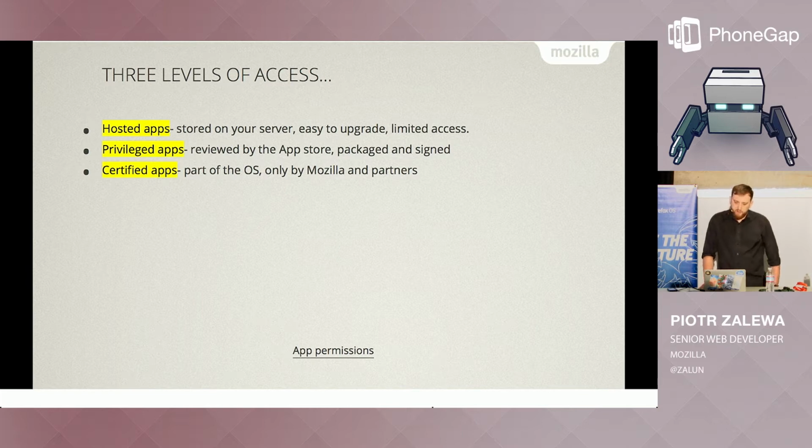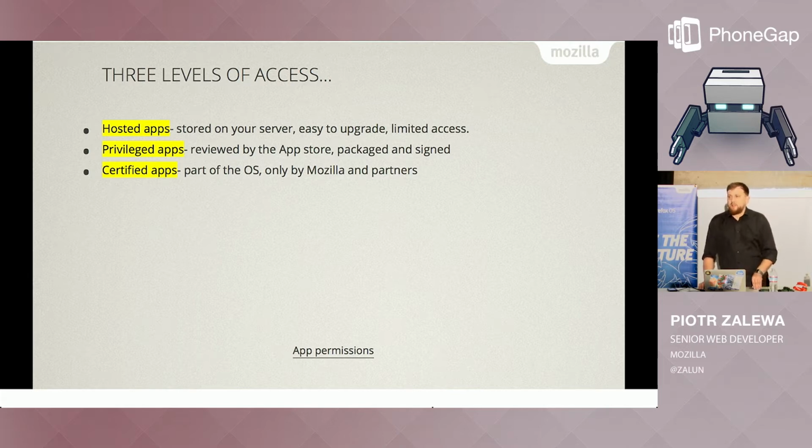We've got 3 levels of access to Firefox OS. There are hosted apps, which is an application that might be installed from the web and doesn't have to be put on the marketplace. It is just enough to have a website with a manifest for it. A privileged app has more access to the APIs. It is a packaged application, and it needs to be downloaded from the marketplace. It doesn't have to be the Firefox Marketplace, because our marketplace is open and anyone can install their own.